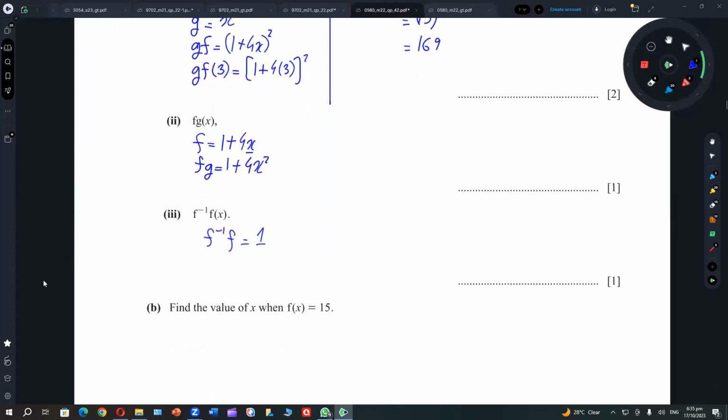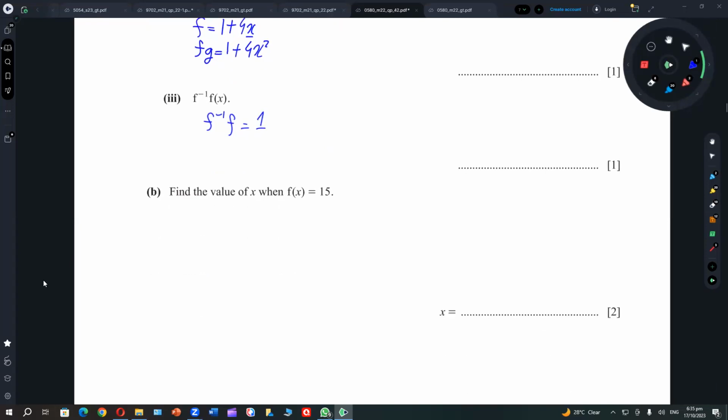He says fx is equal to 15. So fx is equal to 1 plus 4x.